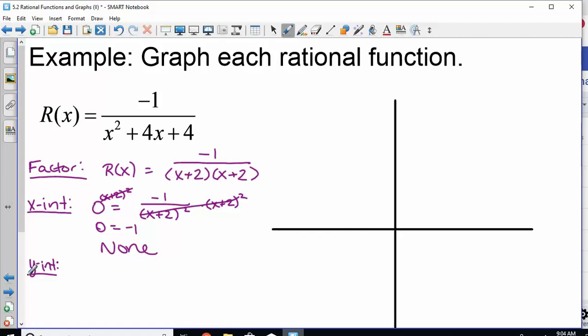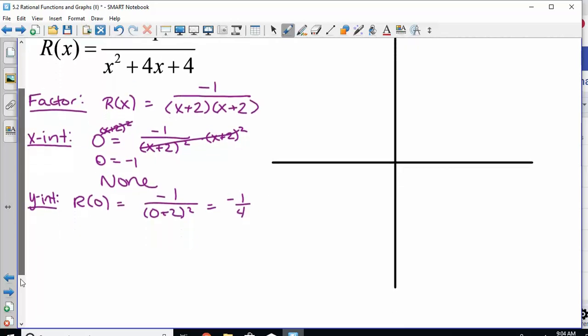Y-intercept means you plug in a 0 for all of your x's. And I get a -1/4. So we've done x and y intercepts a lot with other equations, same process here. Vertical asymptotes. Vertical is x equals what makes the denominator 0. What would that be? -2. It doesn't matter that there were 2 of them, you only have to list it once.